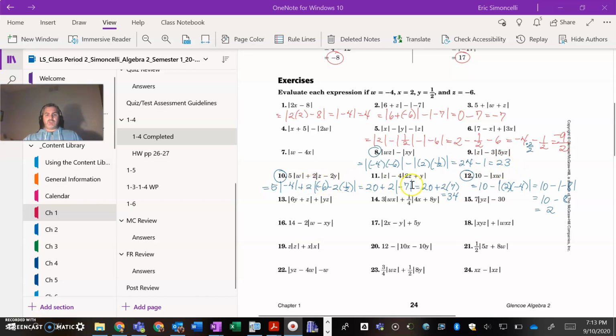So I'd like you to try 10 and 12 on your own. You can pause the video and cross-check to see that you're on track.